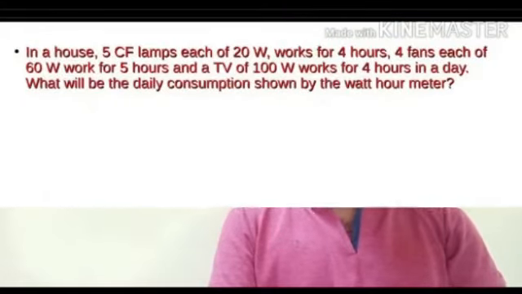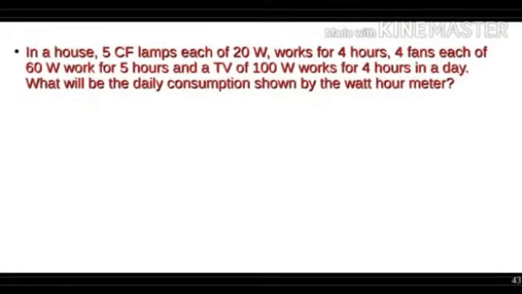The other question: in a house, 5 CF lamps, each of 20 watt, work for 4 hours, 4 fans, each of 60 watt, work for 5 hours, and a TV of 100 watt works for 4 hours in a day. What will be the daily consumption shown by the watt-hour meter? So we have to find out the total consumption. In order to find out this, we have to find out the total consumption of CFL, fan and TV individually. After that we will add all together.